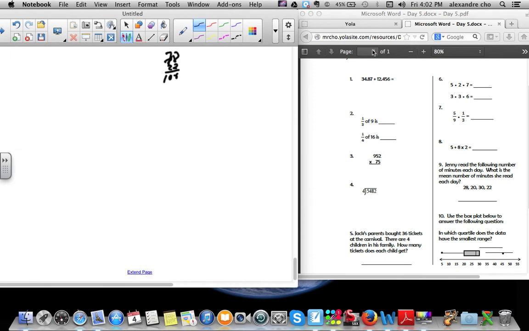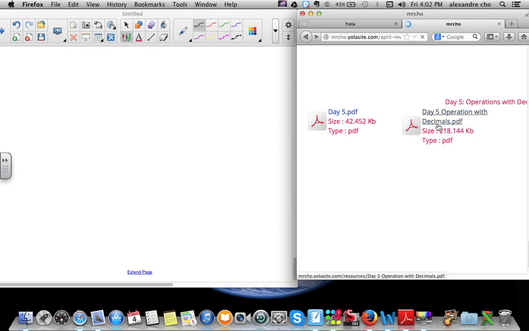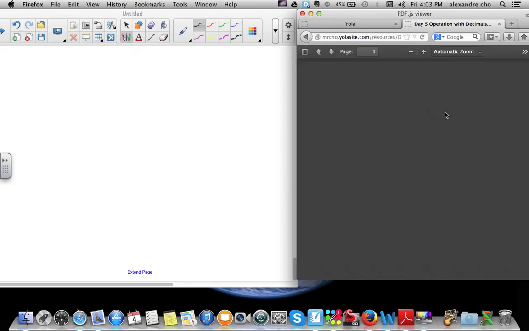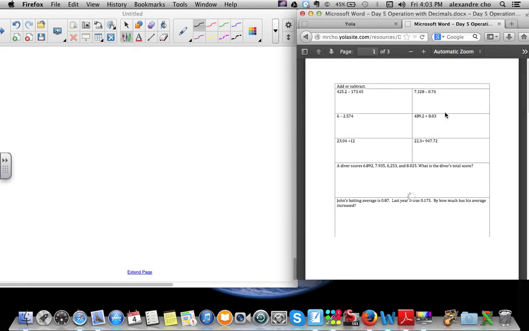Very simple. Let's go to our second one. And today was operations with decimals. Yay. Alright, again, basic operations. So let's start with the top one.